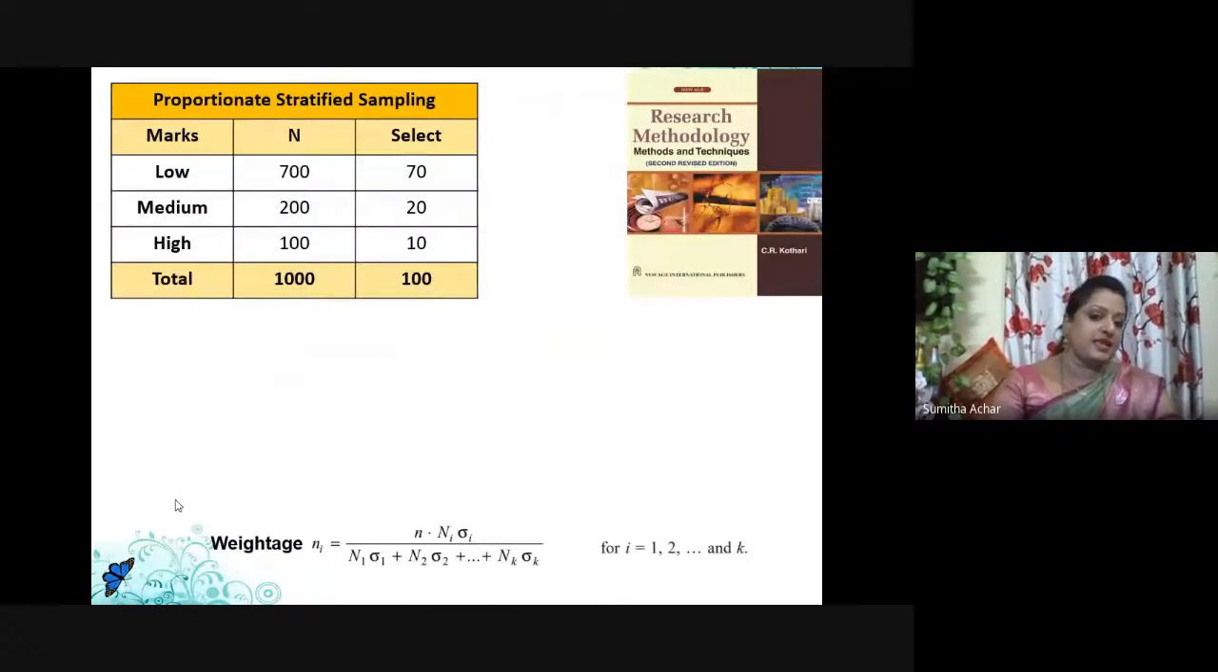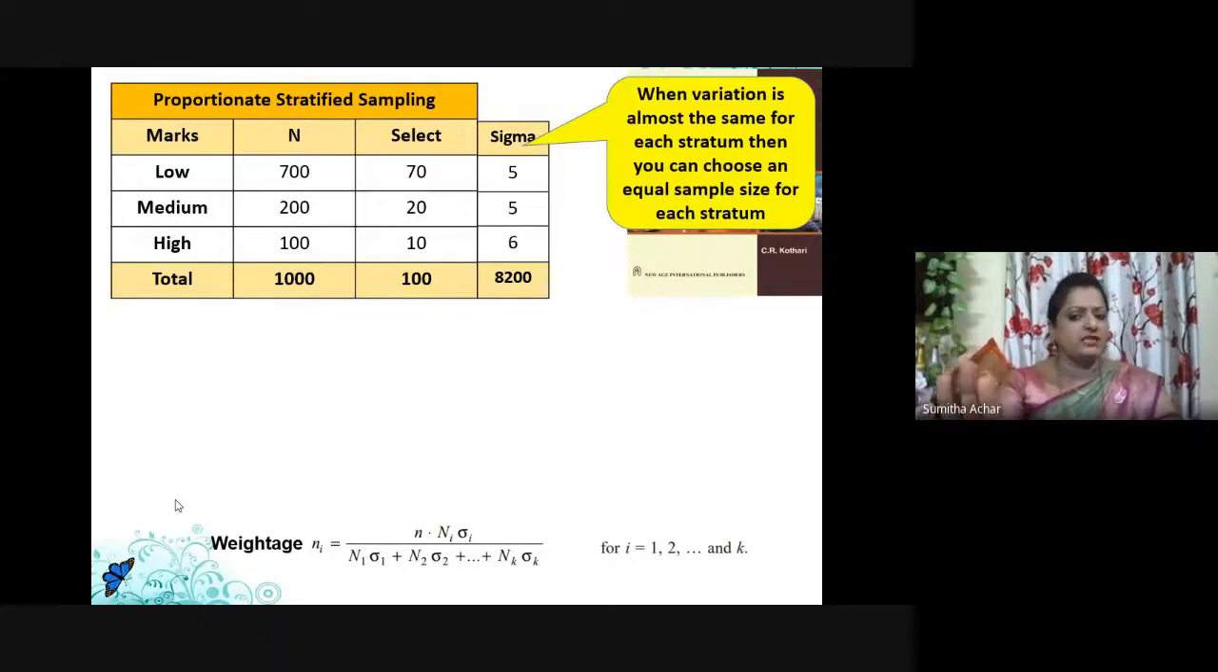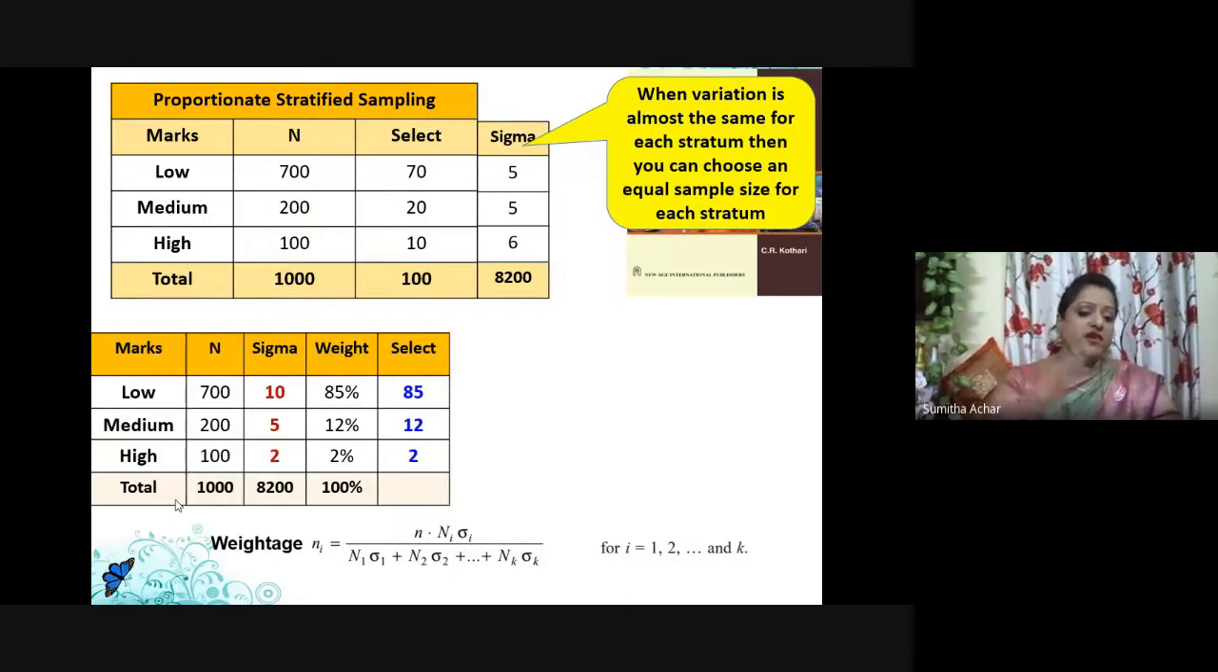Now, how do we consider it? This is my strata size, and I calculated the standard deviation. My standard deviation is simply my sigma. Suppose the values are 5, 5, 6, with very minimal and nominal variance, it is still advisable, C.R. Kothari says, to go for proportionate sampling because the variance is almost the same. But suppose the variance is different: for the low category it is 10, for medium it is 5, for high it is 2. Then if you take a proportionate sample, it is an error, right? Understand this?